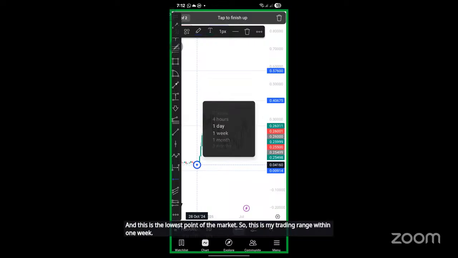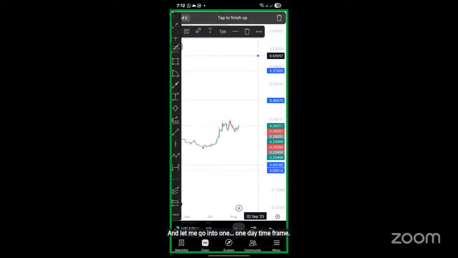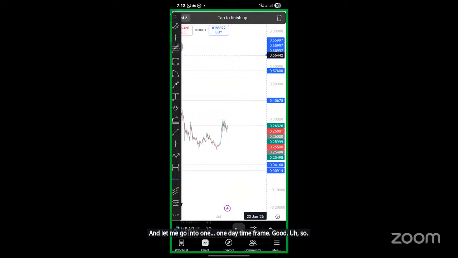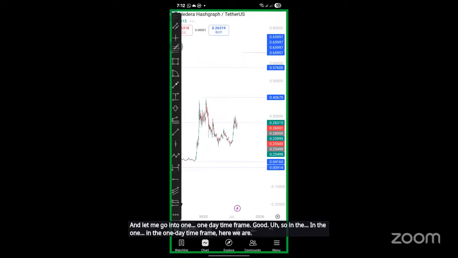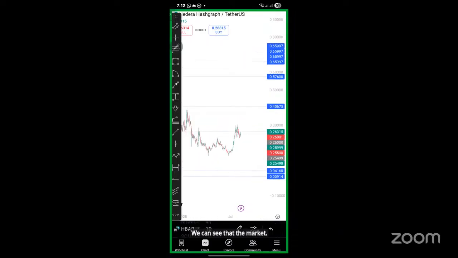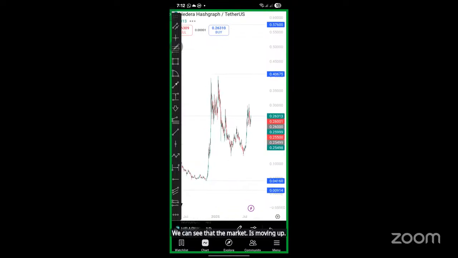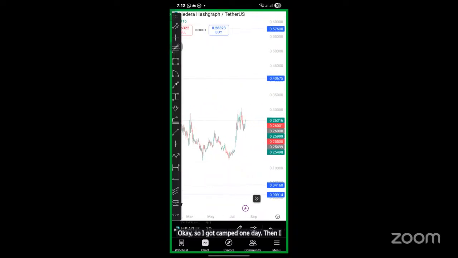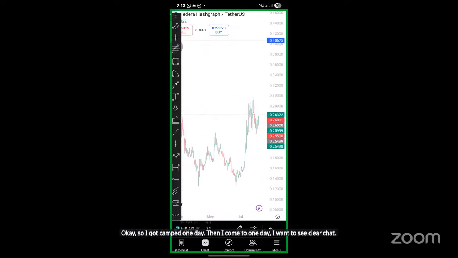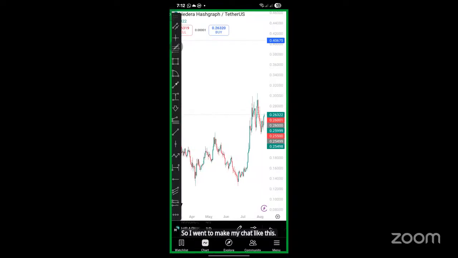And let me go into the 1 day time frame. Okay. So in the 1 day time frame, here we are. We can see that the market is moving up. It's an upward trend. The 1 week range is respected within the 1 day time frame. You can see that here. Price is respecting this area. At the same time, it is respecting the top. Okay. So I can come to 1 day. When I come to 1 day, I want to see a clear chart. So I'll make my chart like this. And what do I need here?